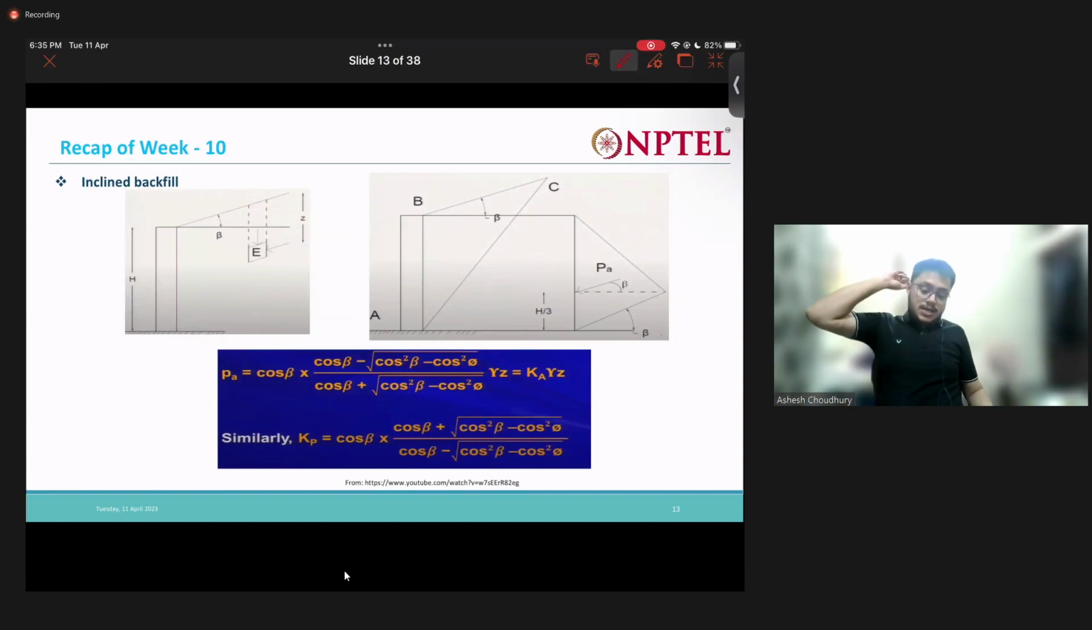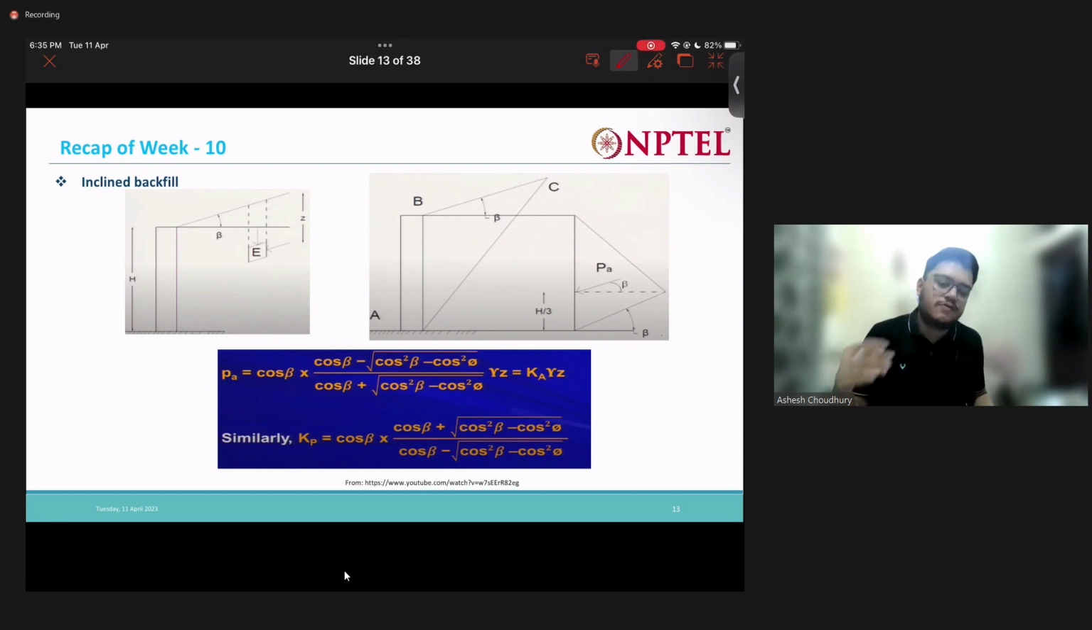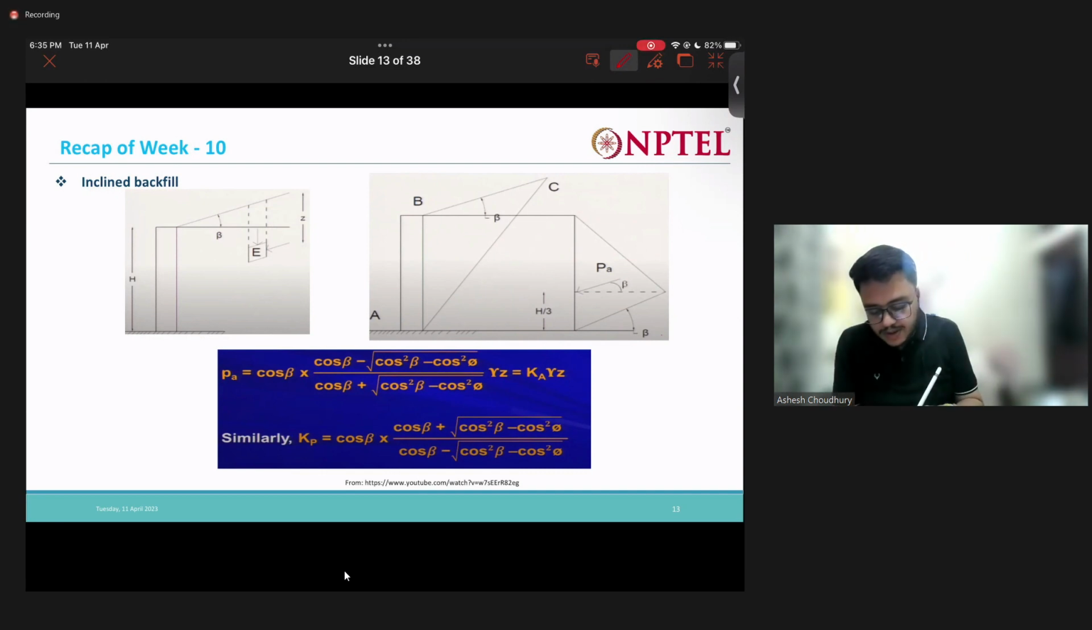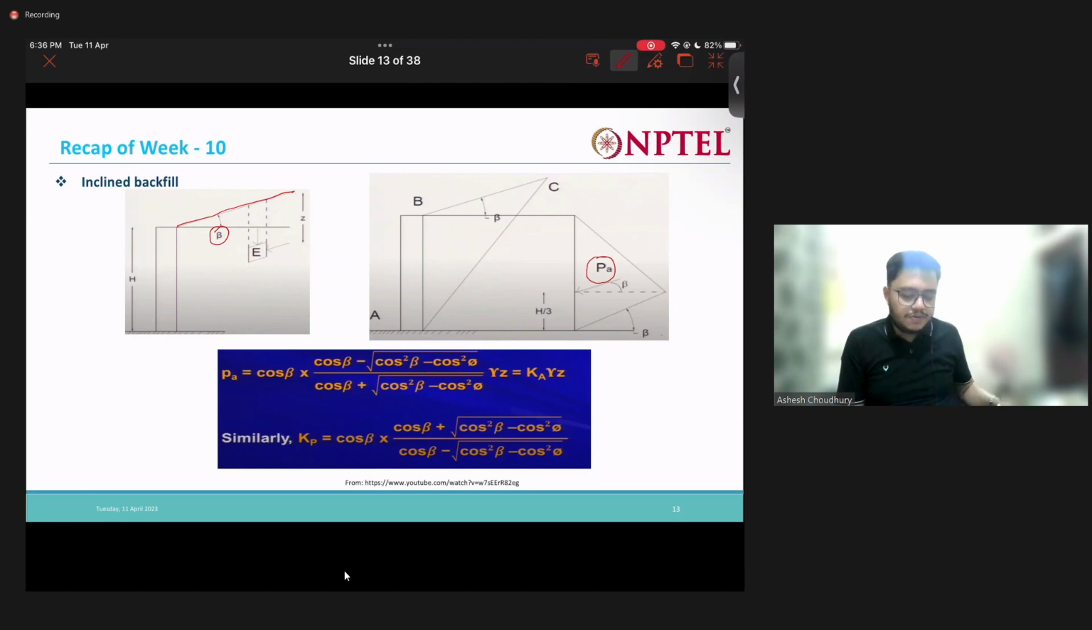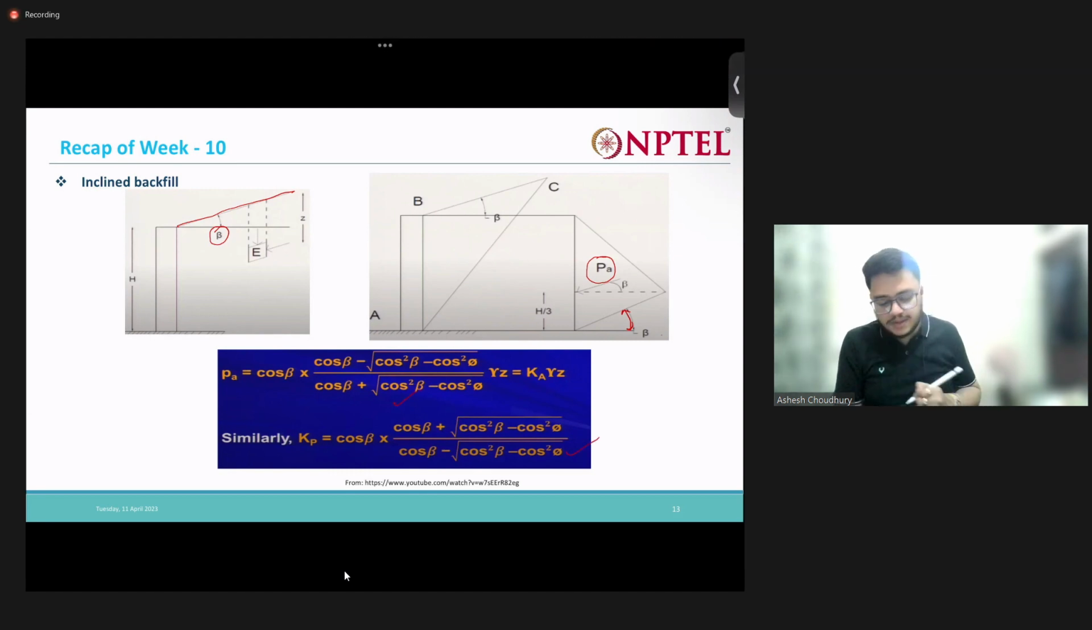Now say we have an inclined backfill. In these cases we were considering that the backfill was straight. Now say the backfill is inclined at an angle beta. In that case my PA, or PP, will also be inclined at an angle beta with the horizontal. So the wedge will make an angle beta now. In that case, this is the value of my Ka and Kp.